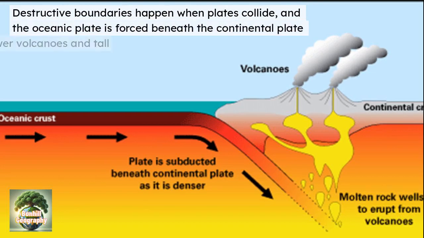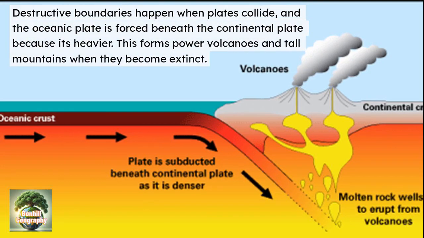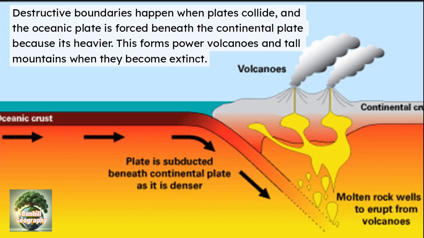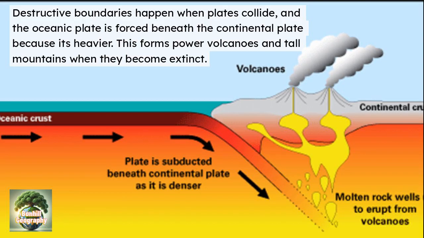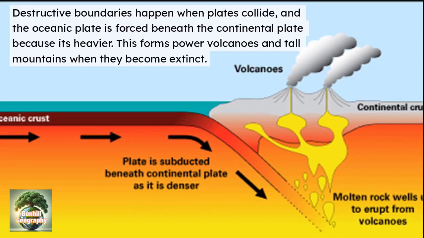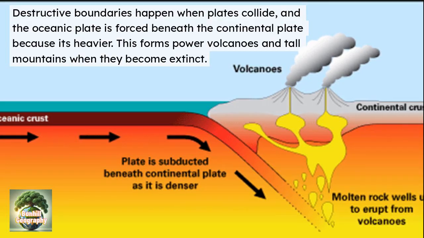Destructive boundaries happen when plates collide, and the oceanic plate is forced underneath the continental plate. We call that process subduction, that we've mentioned earlier. This forms powerful volcanoes and tall mountains when they become extinct. This is because when the oceanic crust melts, all of the molten rock rises to form the volcanoes, as we can see in the diagram behind us. This lava contains lots of carbon, which is what makes this process very explosive.